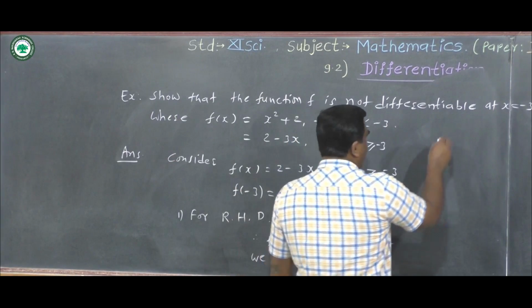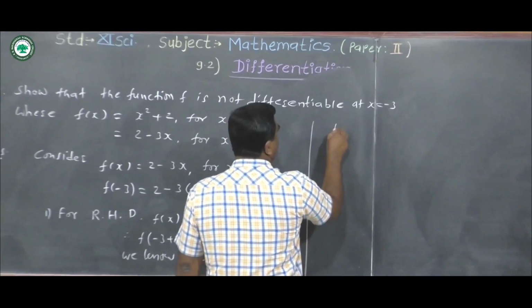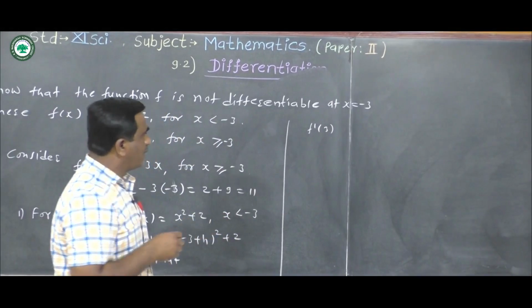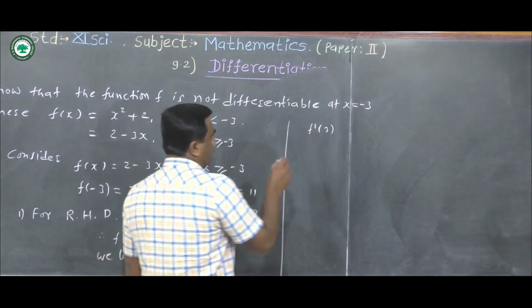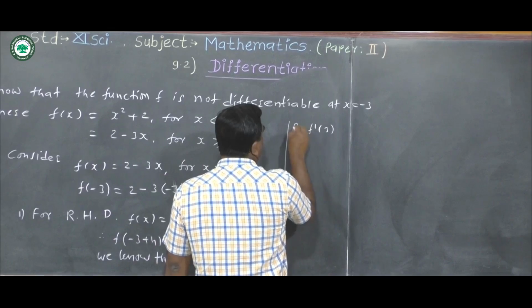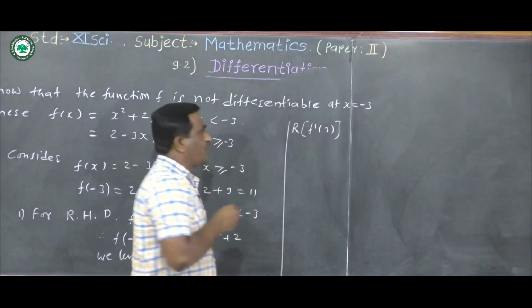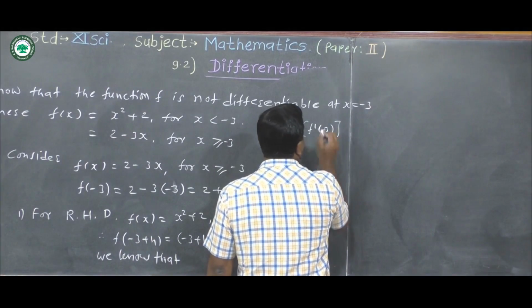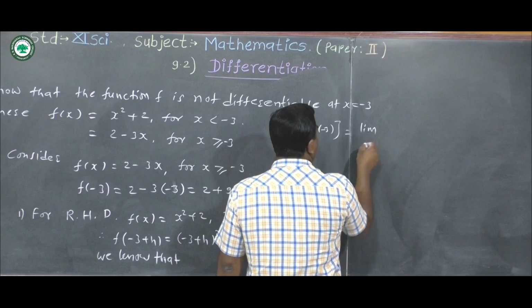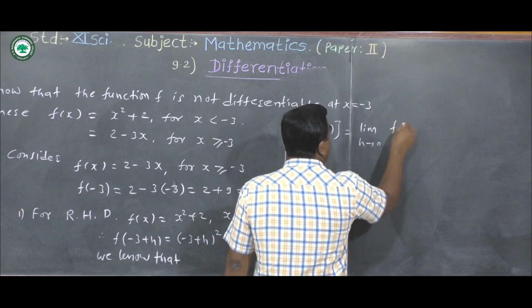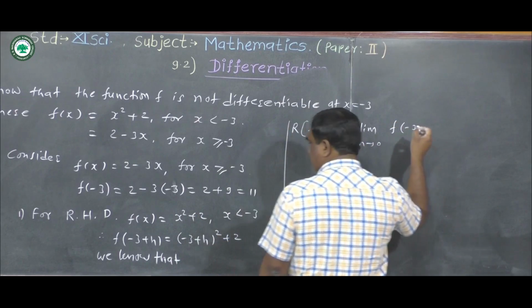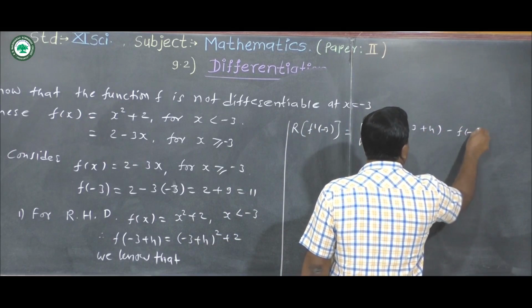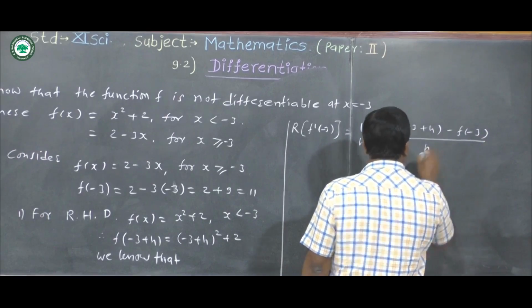f'(a), that is f'(-3). We have to find the right hand derivative. R f'(-3) is equal to limit h tends to 0 of [f(-3 + h) - f(-3)] upon h.